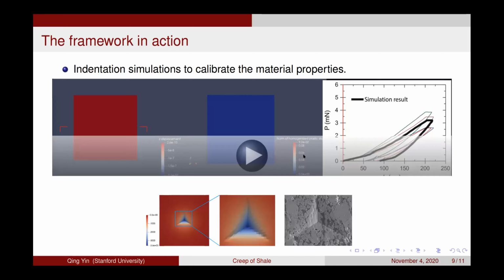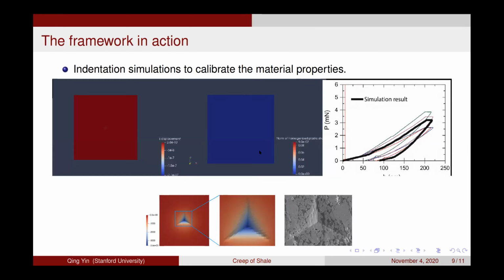So here is one of the examples to conduct the indentation test. This is a 3D test, but I plotted it in 2D. This is the Eagle Ford shale. We first load it to a certain load, say here, I think around 3 micronewtons. And then we hold the load. We can see that the material is further indented downwards, even though we hold the load. And then we unload this material. So we can see the resulting residual indent compared with the experimental result. It's very close.